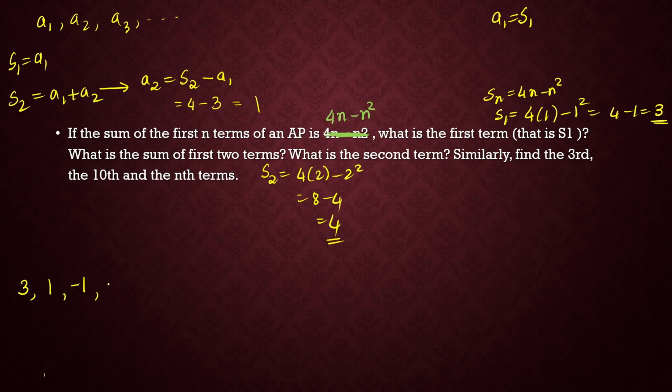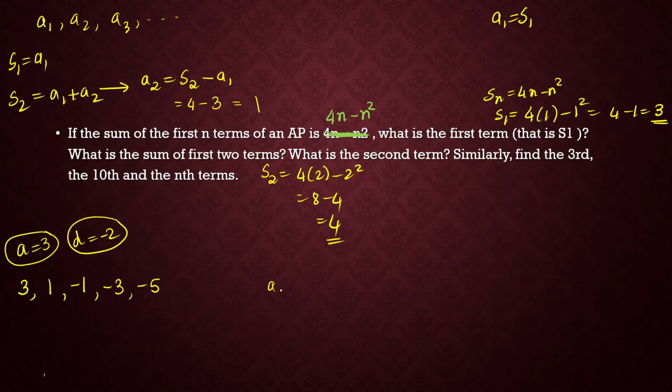Now what about the fourth term? Minus 2 is minus 3. The fifth term is minus 5 and it goes on. So here the starting term is 3. The common difference is equal to minus 2. Using this you can easily find a3, a10 and an. I can find an for you if you don't know how to find it. an is a plus n minus 1 into d.